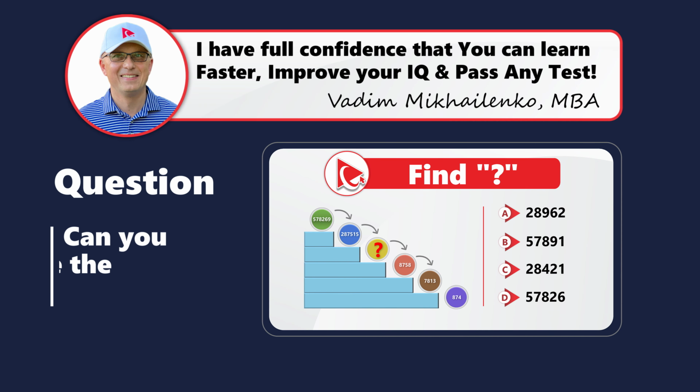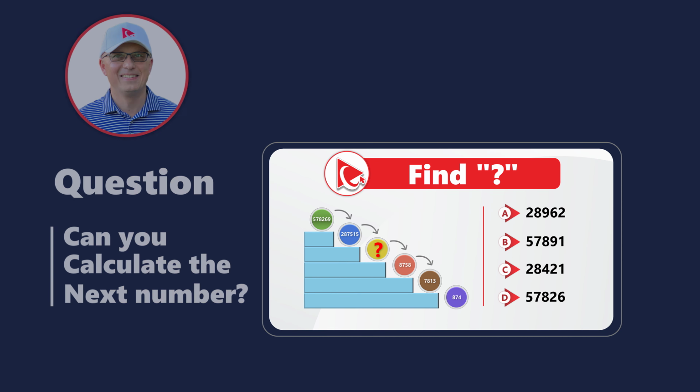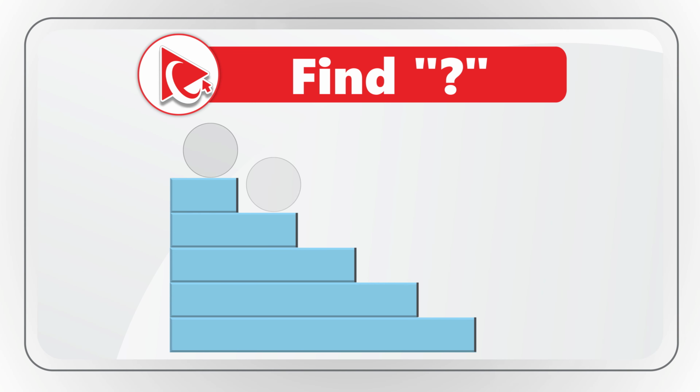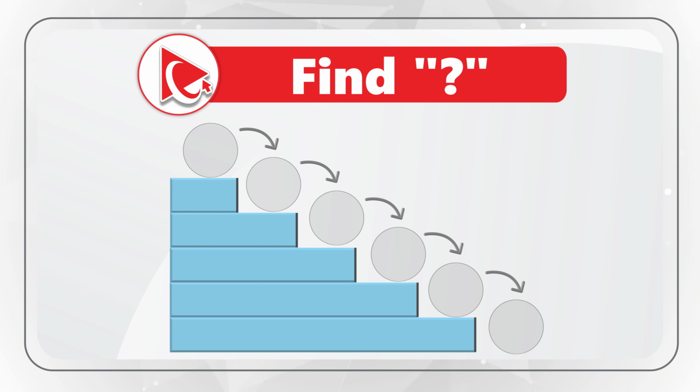I love this question because what's happening here is so unusual. We need to calculate the missing number. And we need to do it in the ball that's in the middle of the sequence. We see the ball that's rolling from the top of the stairs to the bottom of the stairs. And as it rolls, it changes the color inside and it changes the number. In the top position, it's a green ball inside and it has the numbers 5, 7, 8, 2, 6, 9. Then as it rolls, it becomes a blue ball and the numbers change to 2, 8, 7, 5, 1, 5. Then it becomes the yellow ball with the missing number.